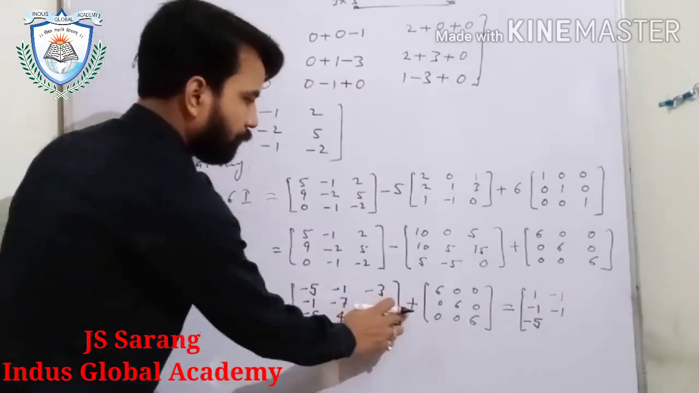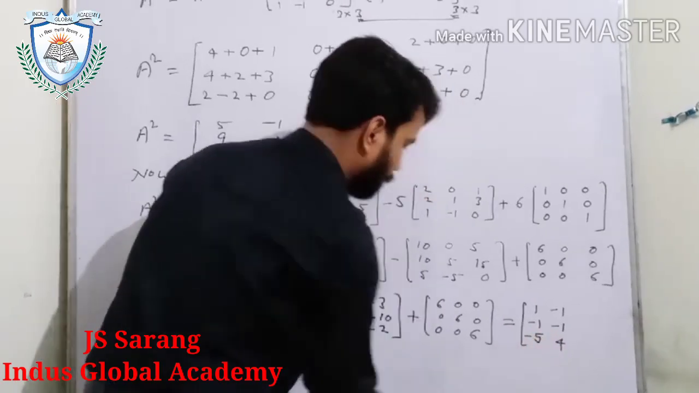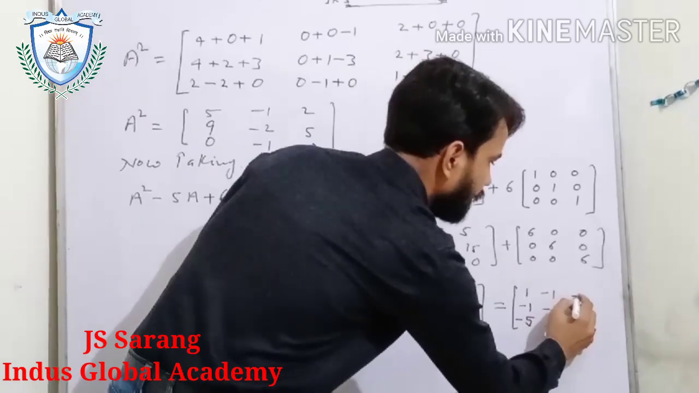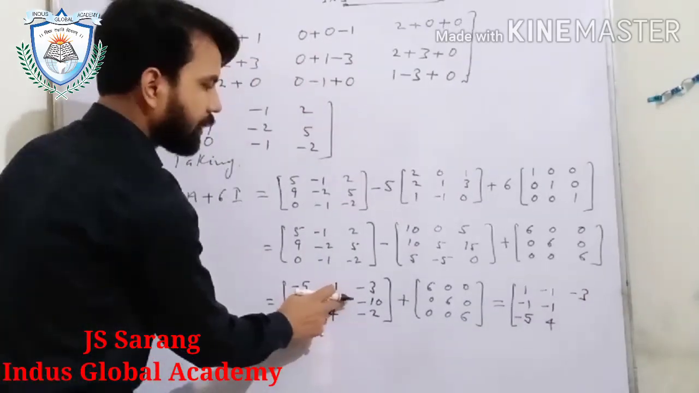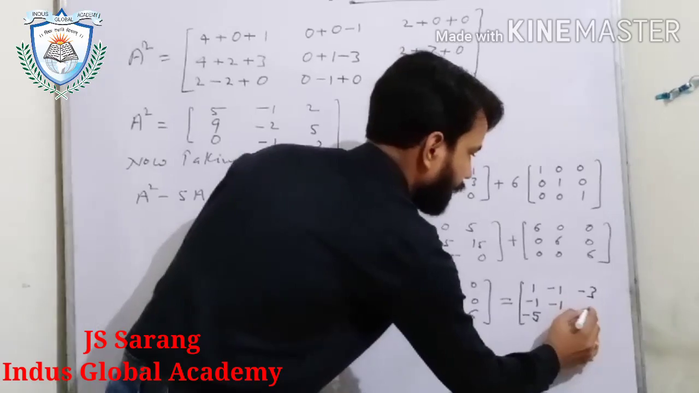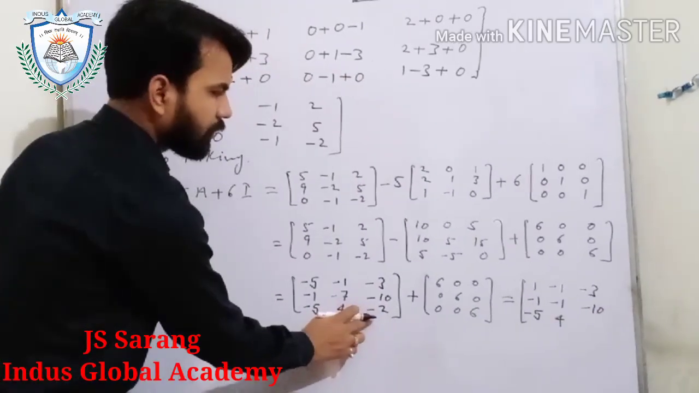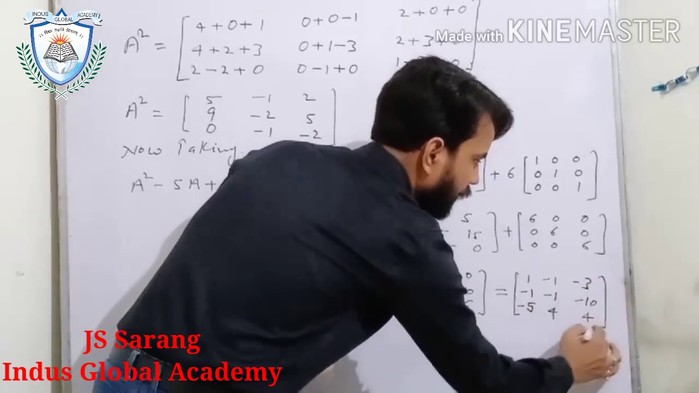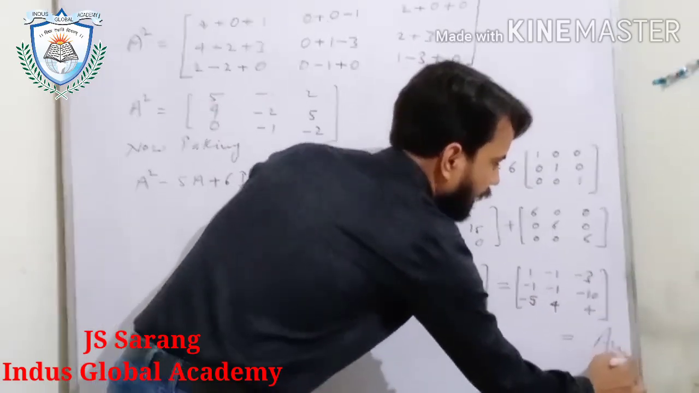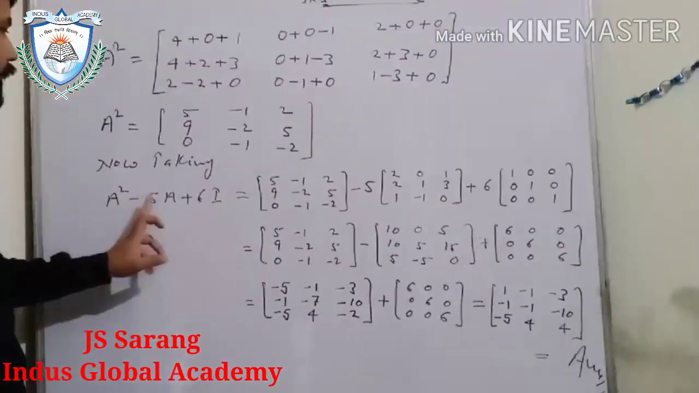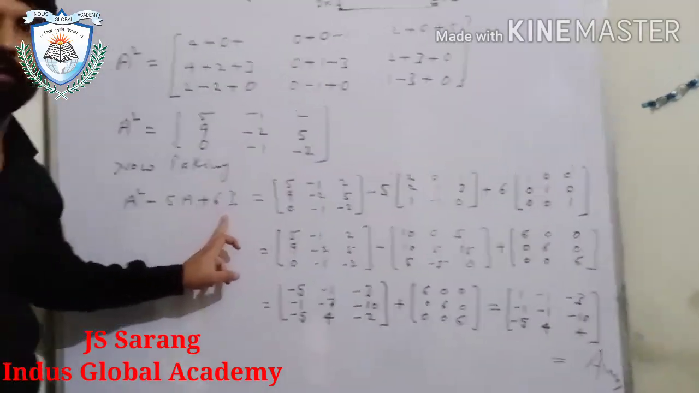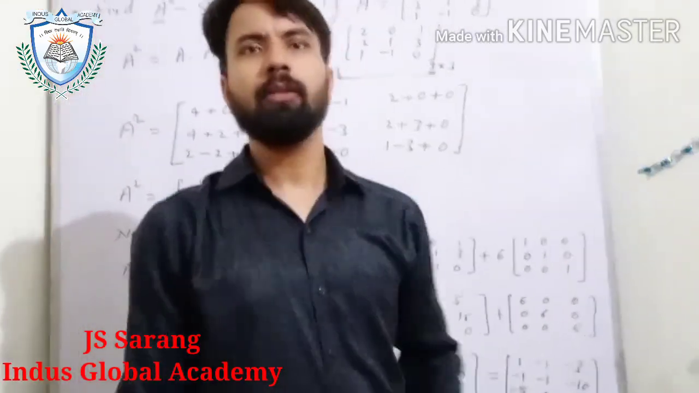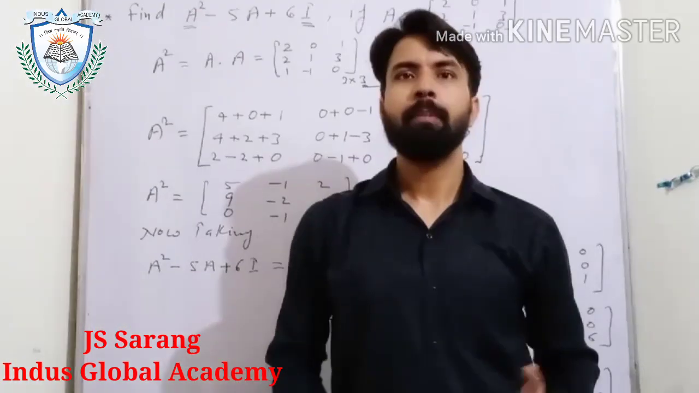Now 4 plus 0 is 4. Minus 3 plus 0 is minus 3. Minus 10 plus 0 is minus 10. Minus 2 plus 6 is 4. So this is the value of the expression A squared minus 5A plus 6I. Understood? Hope you are getting the concept of multiplication of matrices.